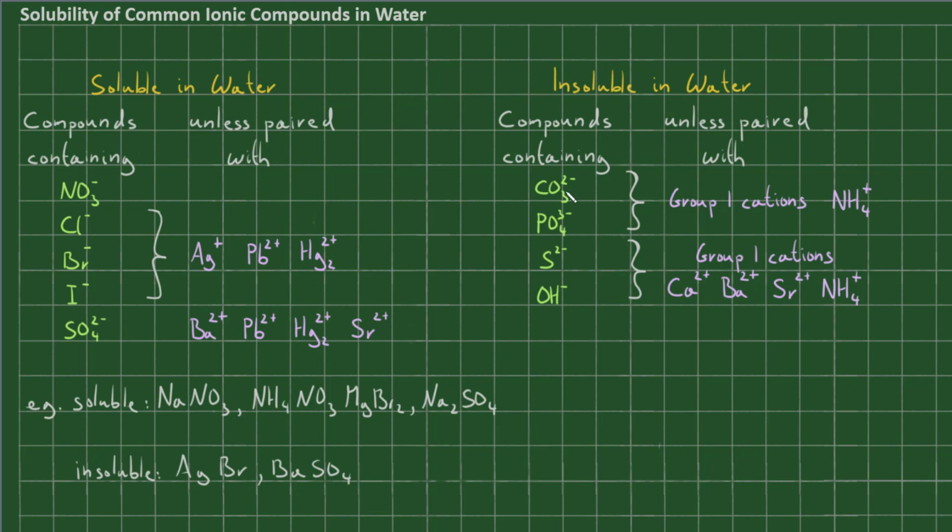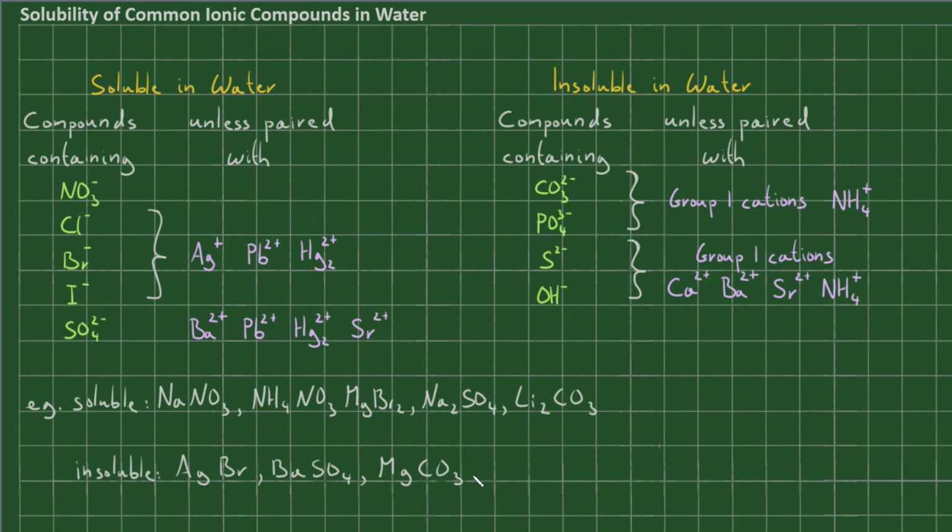Now I could say that all compounds containing carbonate or phosphate are insoluble in water unless they are paired up with group 1 cations or the ammonium cation. And so, for example, lithium carbonate is soluble in water because the carbonate is combined with a group 1 cation, lithium. On the other hand, if I have magnesium carbonate, it is not soluble in water.